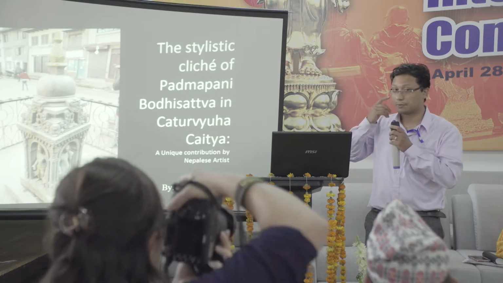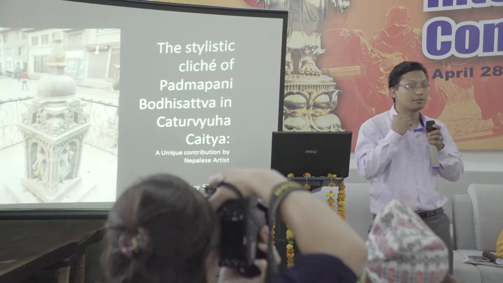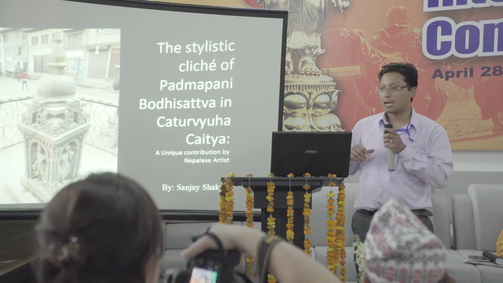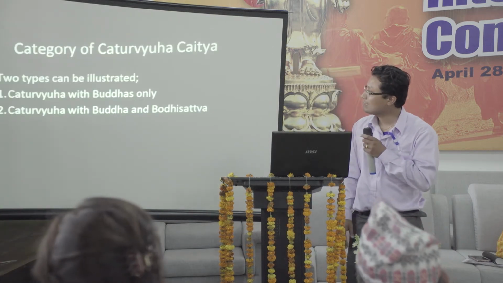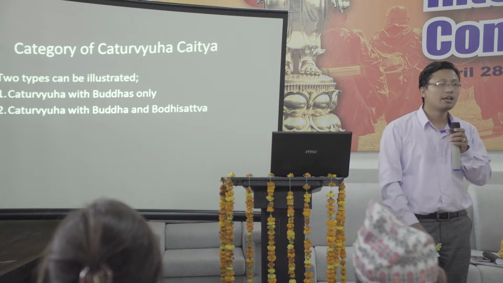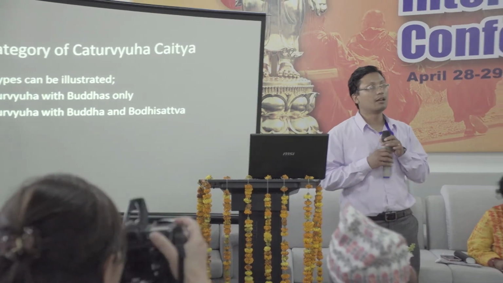Sorry for the inconvenience, probably some points that I'd like to mention here are misplaced. So I'd like to continue with the points that I found throughout my study in Nepal Mandala. Basically, we can categorically divide the Chaturbyuha Chaitya into 2 types. However, we can again divide into many parts, but broadly 2 types we can easily recognize, and the first is the Chaturbyuha with Buddha only.